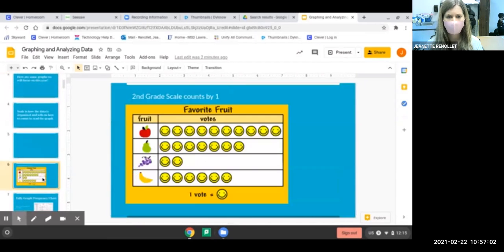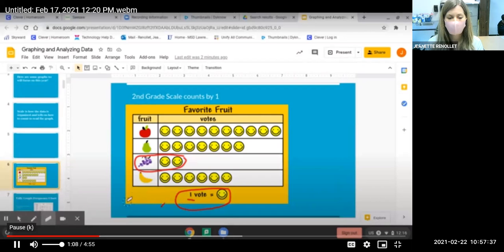In second grade, you used graphs like this. Notice that each smiley face is equal to one graph. I can read this graph because I know the scale. I can count by one and understand the graph. I know that 2 people voted for grapes as their favorite fruit.